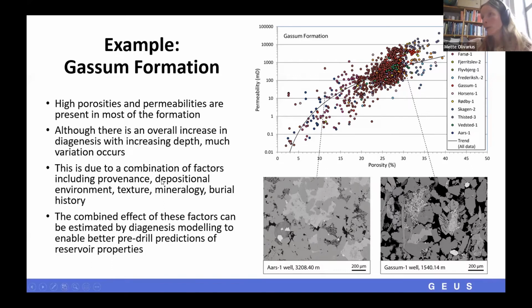And here you can see all the data we have of porosity and permeability from the Gassum Formation. And here you can see some SEM images, which is scanning electron microscopy images, which is what you're going to be looking at in this hackathon.